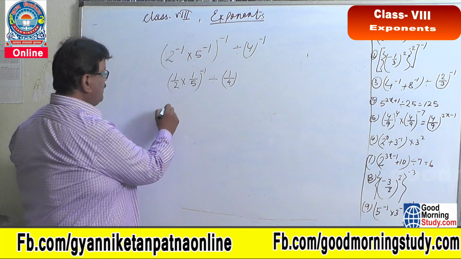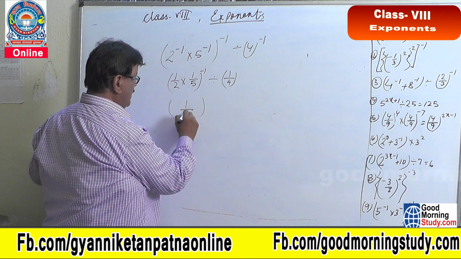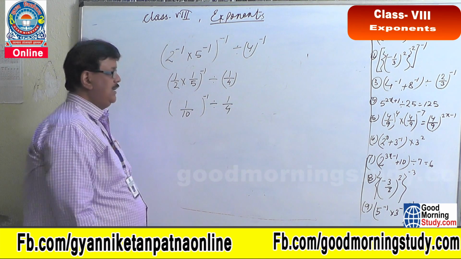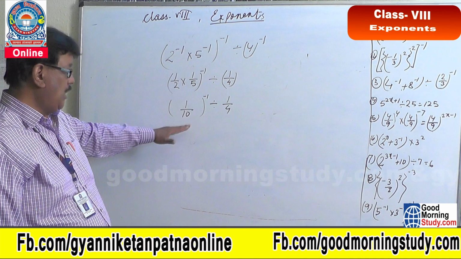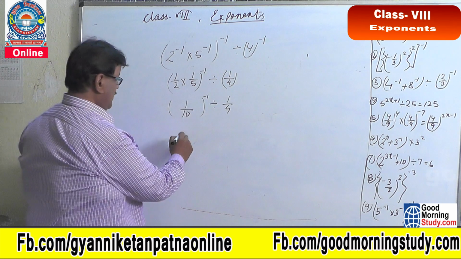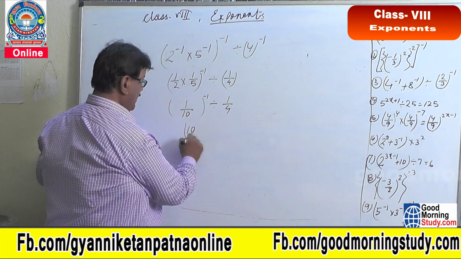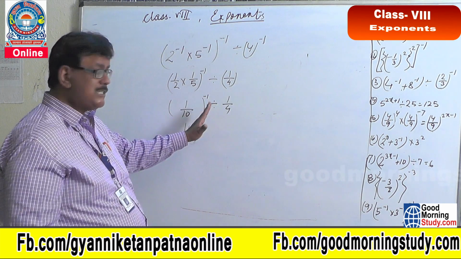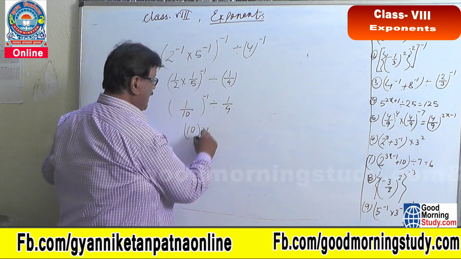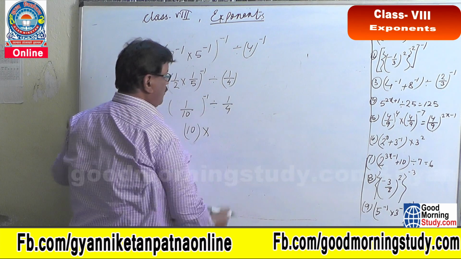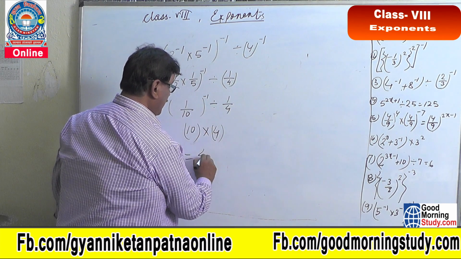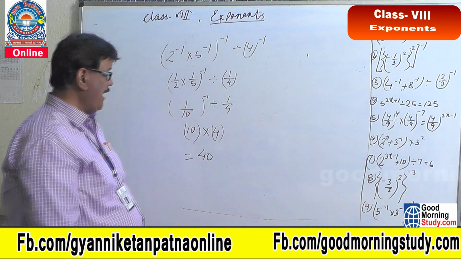Now what will we get here? (1 by 10) raised to the power minus 1 divided by 1 by 4. Eliminating the minus 1 power, we get 10. Now the division sign changes into a multiplication sign, and 1 by 4 becomes its reciprocal, that is 4, and the result will be 40.